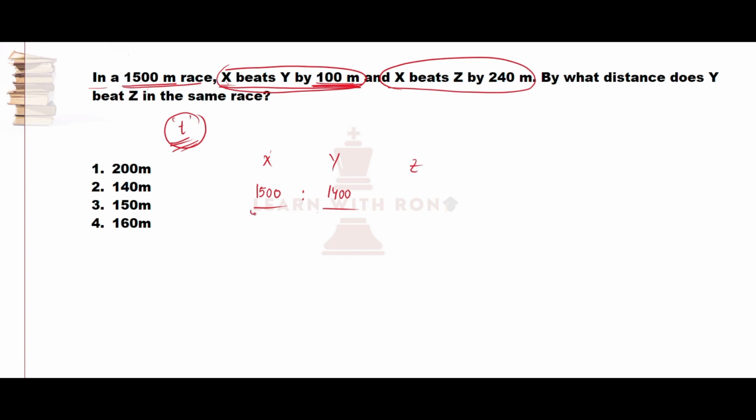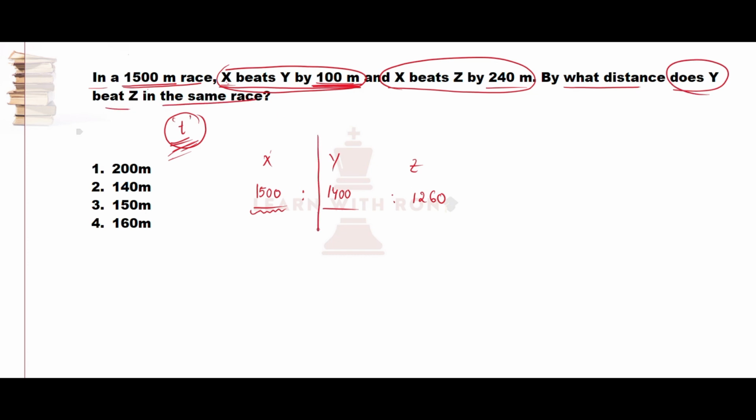If x could run 1500 meters in a particular time t, y could run 240 less than what x could run in that time, which means 1500 minus 240, which is 1260 meters. Okay, they asked us to find what distance y beats z in the same race.